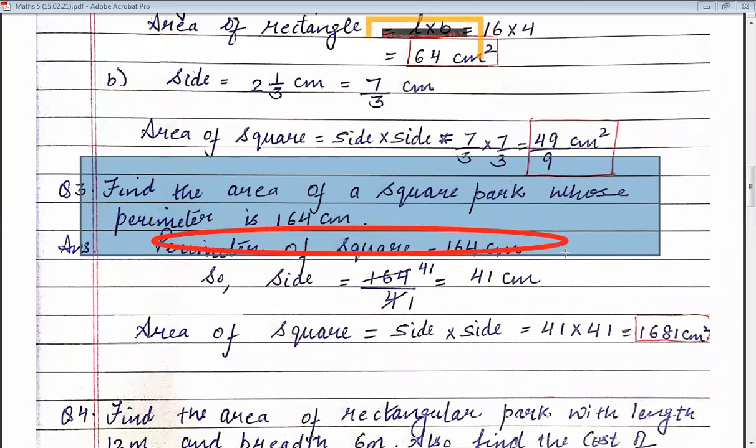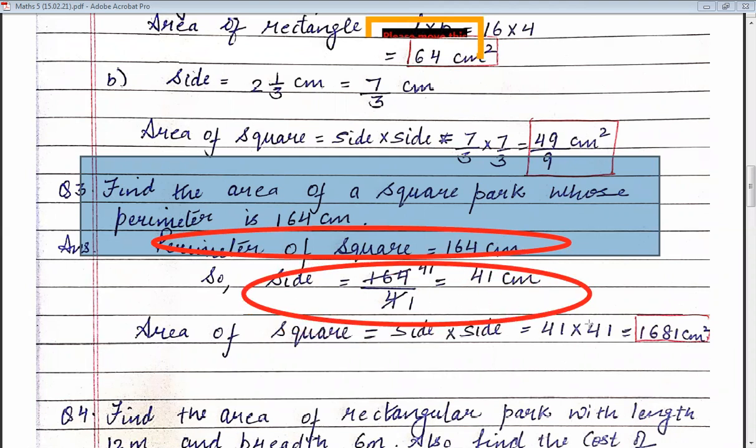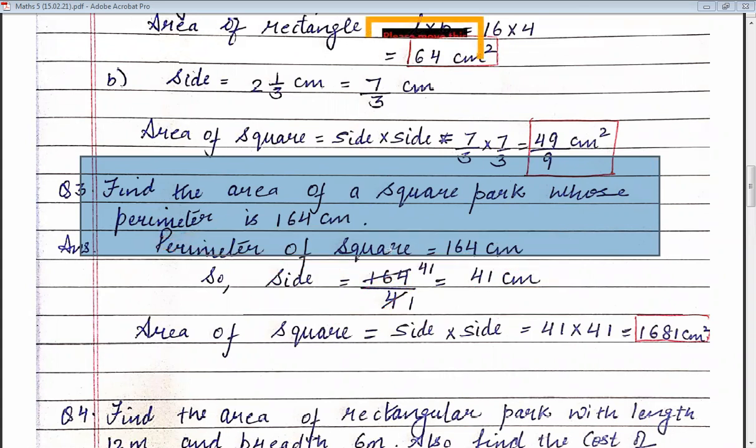Now, children, if perimeter is given to you, 164 centimeter, you can find its side by dividing perimeter by 4. Because in square we are having 4 equal sides, so you will divide 164 with 4. Okay, so now after cancellation, you will get 4 ones are 4 and 4 41s are 164. So your side is 41 centimeter. You got your side, that is 41 centimeter.